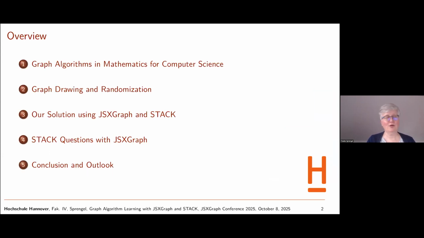This is not so complicated as the things Wiegand does. We just need some circles and some lines. And we want to do graph algorithms in mathematics for computer science. I will just tell you some words about what we do in our lectures. Then I want to discuss something about graph drawing and how to randomize things. And then I will present our solution, what we did. And then, of course, I will show you some questions.